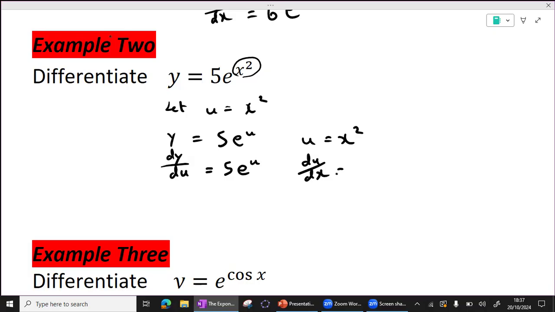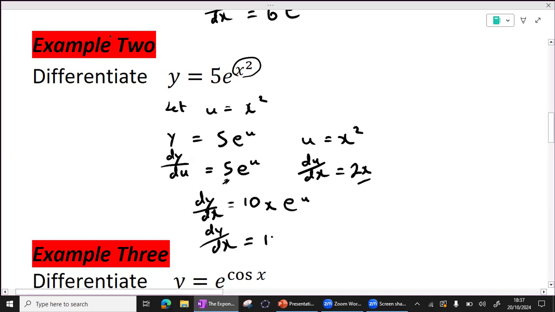du/dx becomes 2x, and then I piece it back together, multiply the two together to get dy/dx. So that's 10x, because it's 5 and 2x, 10x, e to the u. And therefore, my final answer is going to be 10x e to the x squared, because I replace back in the u.